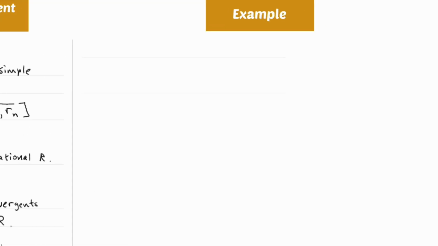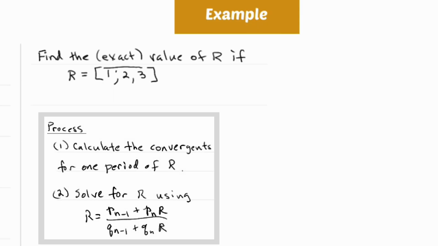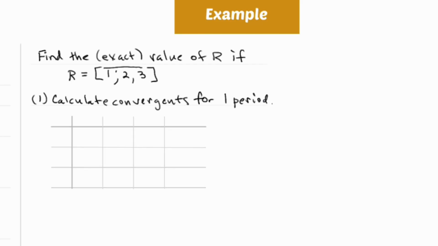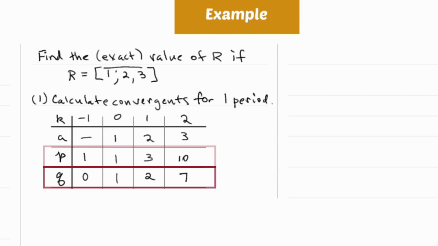Now we'll work an example. We'll find the exact value of the number represented by R equals 1, 2, 3. The whole thing repeats, making it purely periodic. Here's the process we just outlined. The first thing we need to do is calculate the convergents for one period. We'll use a table like in other videos. There are rows for k, a, p, and q. We include a column for k equals minus 1, and then it goes up to k equals 2. We won't go through this step by step. We'll just show the results. Here they are. This row has the numerator of the convergent, and this one has the denominator. If you'd like more information about calculating convergents, please see this other video.